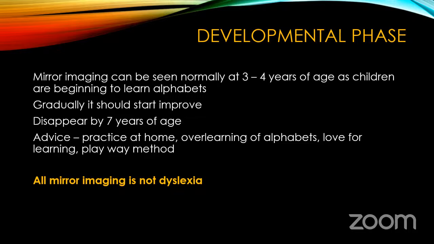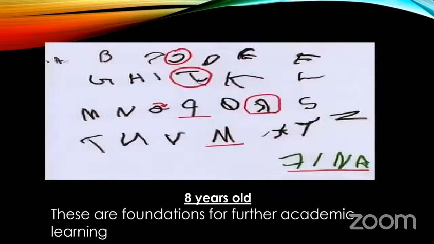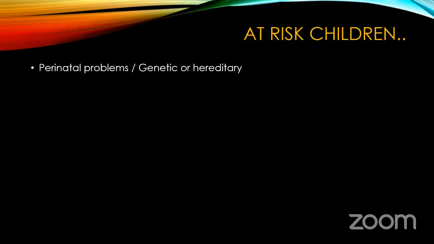So for example, if a child is getting confused between B and D, usually I say, let him overlearn B, the way B looks. Let him only learn B and then D is the other one. Teaching in a playway method always helps. Again, of course, if it was an 8-year-old child and he's having this, then these are foundations for further academic learning. And this will be very, very concerning in an 8-year-old child, but not so much in a 4-year-old child.